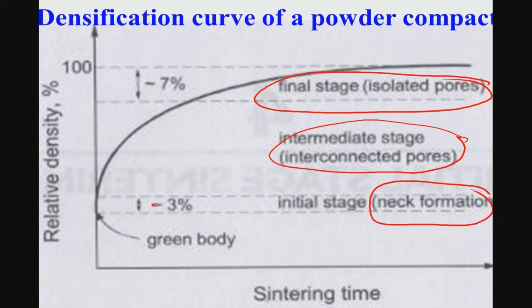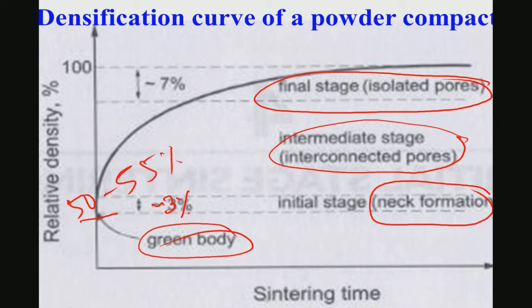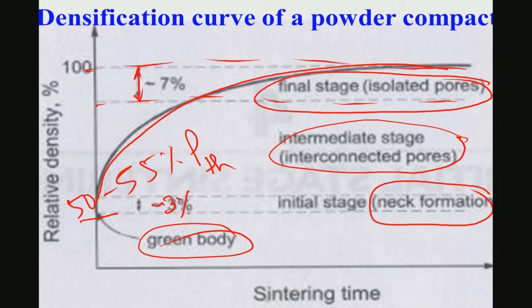In the initial stage, the density change is almost 3%, and you start with a green body which has a density of around 50 to 55% of the theoretical density. Theoretical density in the ceramics literature is known as rho Th. Rho is the typical way density is denoted, and the subscript Th stands for theoretical density. In the final stage, with isolated pores, there is only a 7% change in the density.